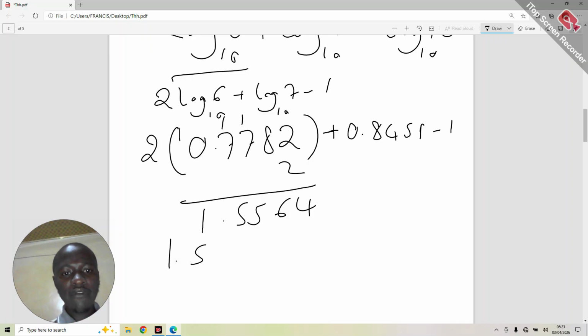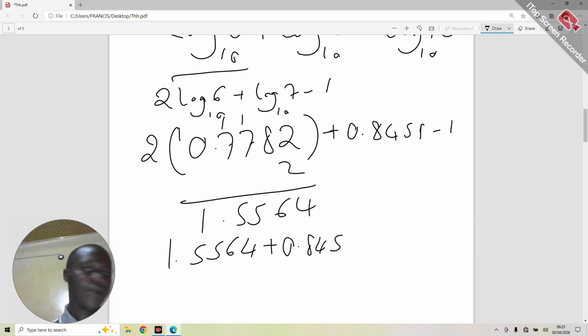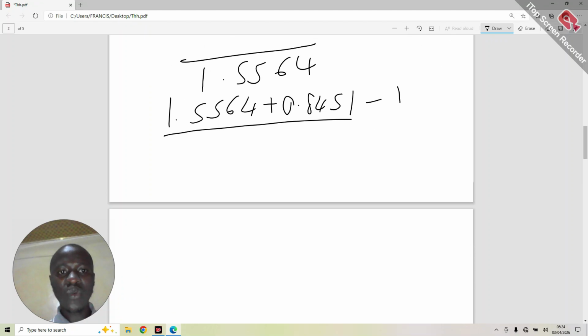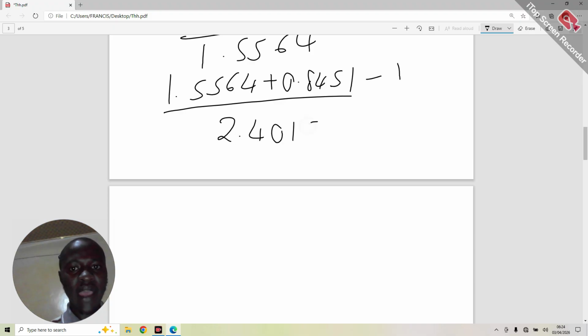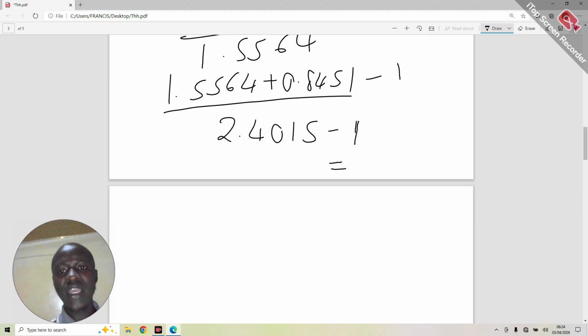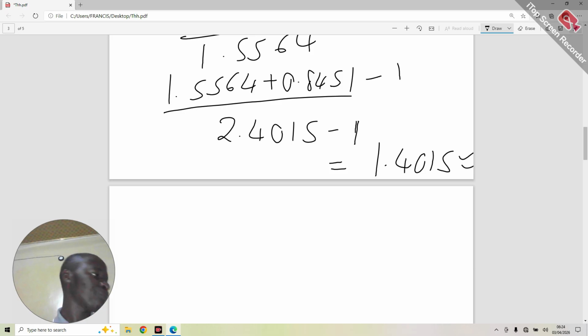So we have 1.5564 plus 0.8451, then minus 1. Then when you add up 1.5564 plus 0.8451, we get 2.4015 minus 1. And when you subtract that, we get our answer to be 1.4015, and that is the answer.